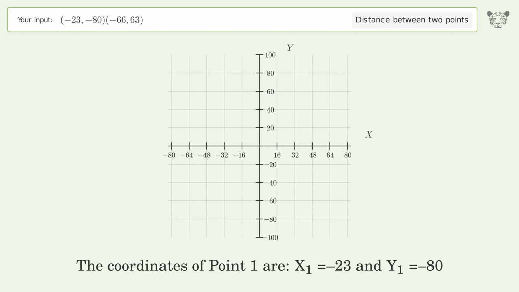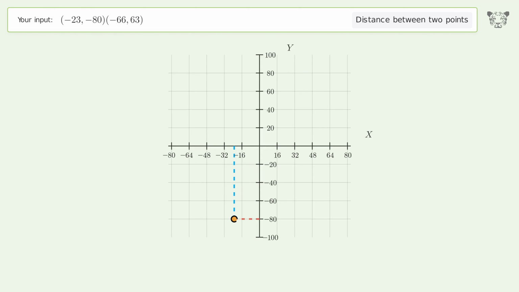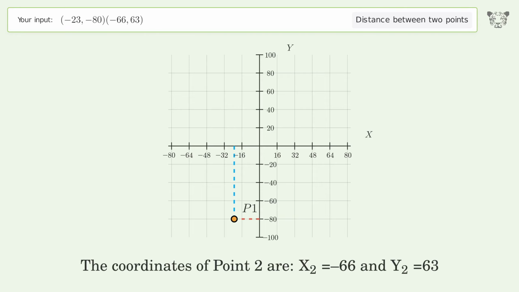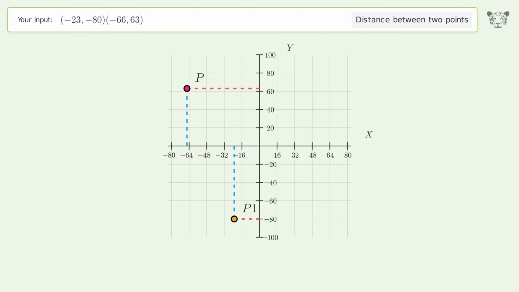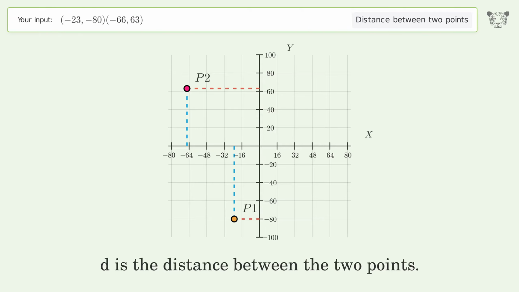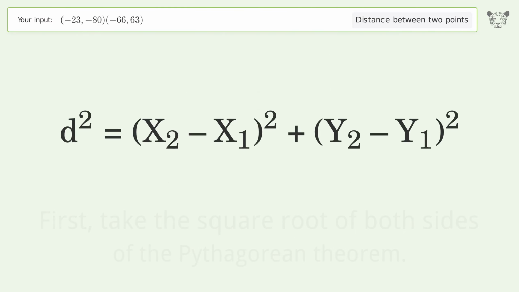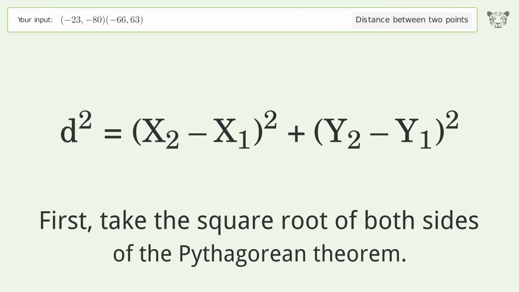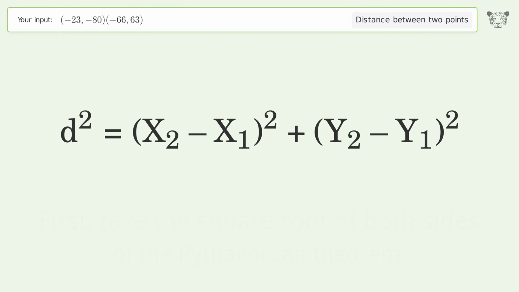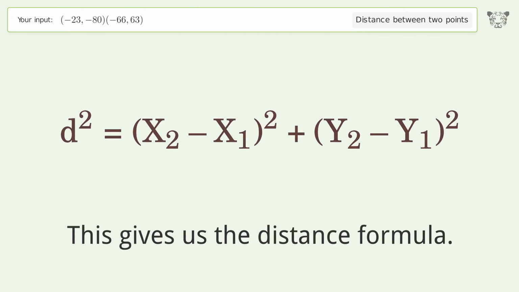The coordinates of point 1 are x1 equals negative 23 and y1 equals negative 80. The coordinates of point 2 are x2 equals negative 66 and y2 equals 63. D is the distance between the 2 points. First, take the square root of both sides of the Pythagorean theorem. This gives us the distance formula.